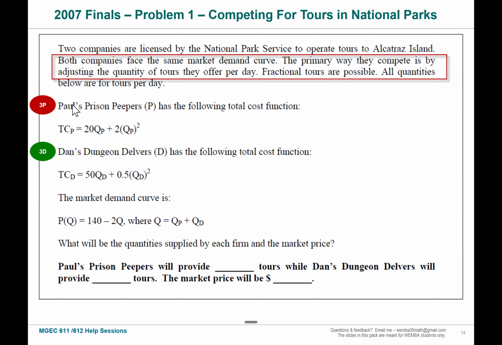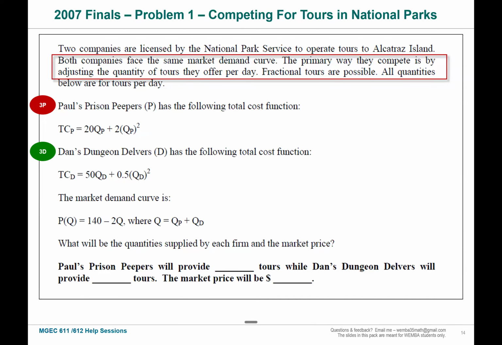Okay, what else is given? The cost functions of the two firms are given: firm P, Paul's Prison People, has this cost function, and firm D has this cost function. In addition, you are also given the market demand, which is 140 minus 2Q. And the question is, what will be the quantity supplied by each firm and what's the market price?